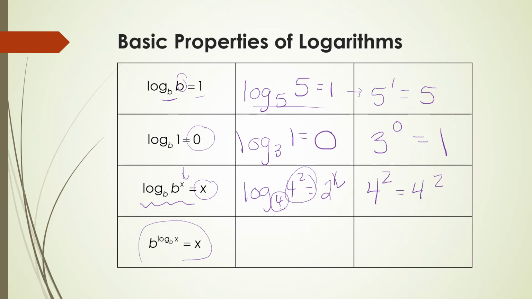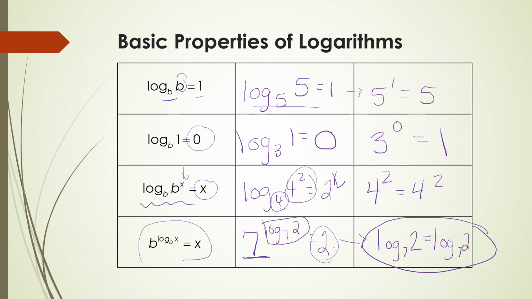Oh, now this one looks a lot different. b raised to the log base b of x is equal to x. Let's put some numbers on that. 7 raised to log base 7 of 2 is going to equal 2. That looks really funky, but let's look at it as a logarithm. 7 is our base, log base 7 of 2 is equal to the exponent. Oh, well, the exponent is log base 7 of 2. Of course that makes sense. Yay. All right, I think if we get these down, we're ready to play that game.